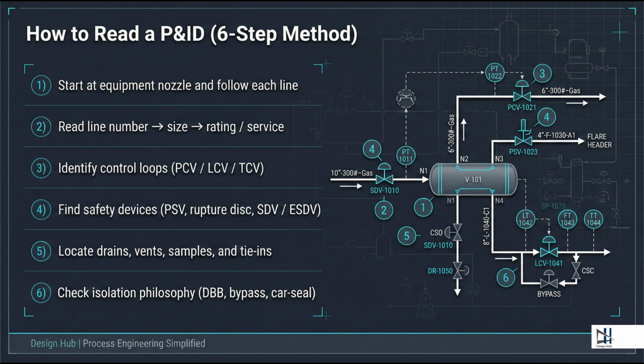Now, a 6-step method to read a P&ID. Start at the equipment nozzle and follow each line. Read line number, size, rating, and service. Identify control loops like PCV, LCV, and TCV. Find safety devices like PSV and shutdown valves. Locate drains, vents, sample points, and tie-ins. Finally, check the isolation and bypass philosophy for maintenance.